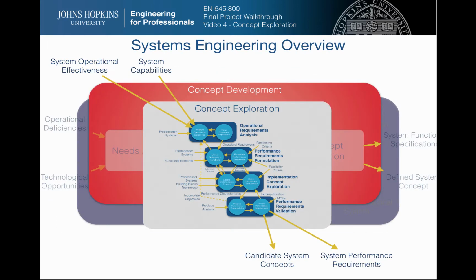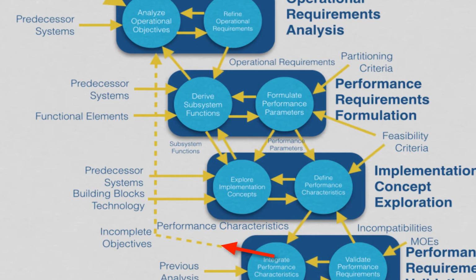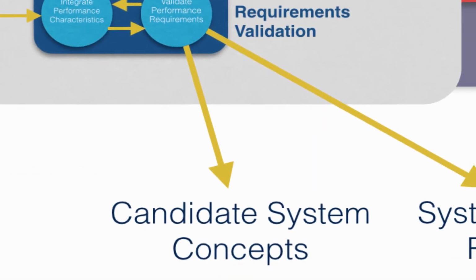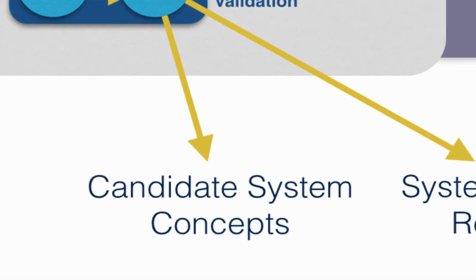Let's visit the concept exploration phase one more time and talk about the 3 outputs. The first is the loop back to the operational requirements analysis. This is the check from the validation step to ensure you've properly captured your objectives and flowed them through the process to arrive at testable, quantitative performance requirements. The other output is the candidate system concept, or concepts. Almost every student has down-selected to a single concept at this point.